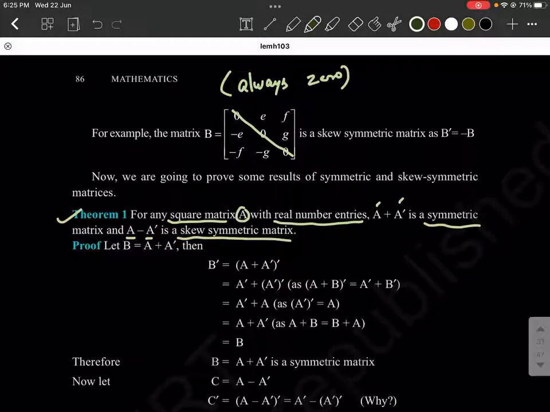Is that clear? So if we have a square matrix A, where the entries in that matrix are real numbers, then if you add that matrix to its transpose, the whole matrix A plus A transpose is always symmetric. If you take the matrix and subtract the transpose from it, that is, A minus A transpose, it is always skew symmetric. Okay.